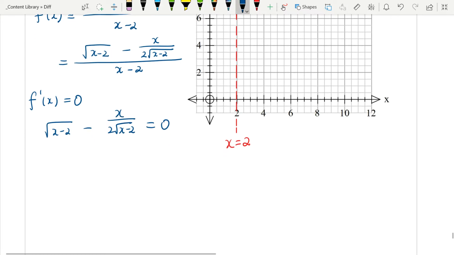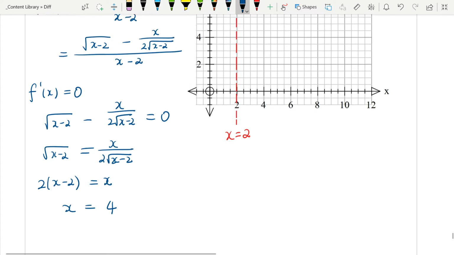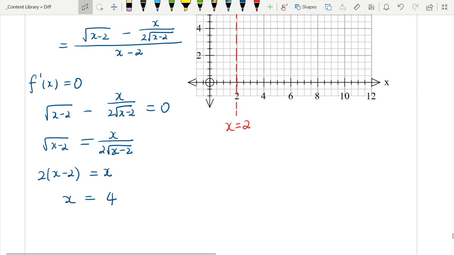So we have square root of x minus 2, minus x over 2 square root of x minus 2, equals 0. That's 2x minus 2... so x equals 4. Do you have x equals 4? Yeah.